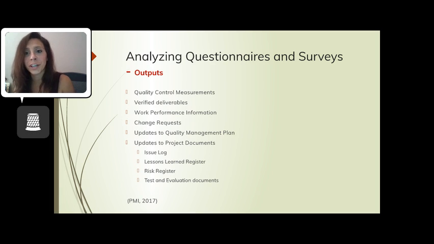Once you're complete with your questionnaire, you're going to have a bunch of outputs. So what does that look like? You might have updates to your quality control measures and your varied deliverables. Work performance information will probably come out of it. You might end up with some change requests if you see that, hey, we need to improve quality. We see there's some gaps, and you're going to have to submit those change requests. You might also have to update your quality management plan. Maybe you're missing something, and it could result in updates to project documents such as issue logs, your lessons learned, your risk register, and test and evaluation documents.